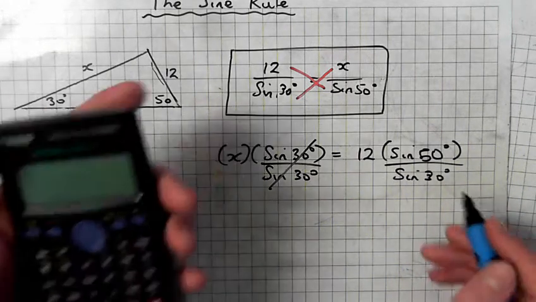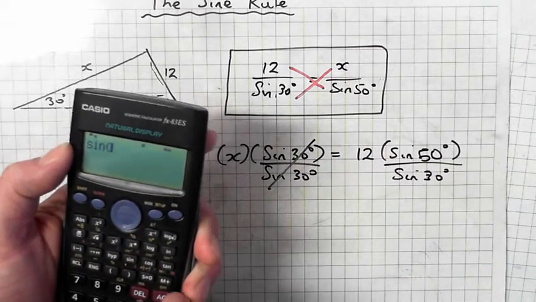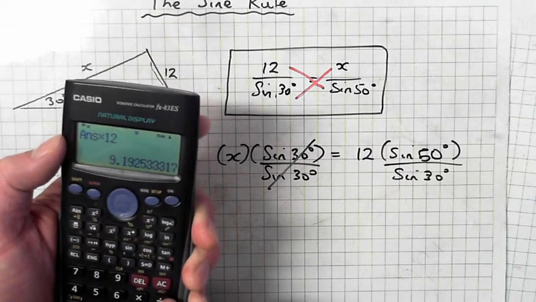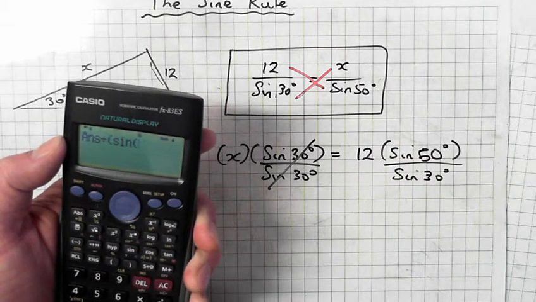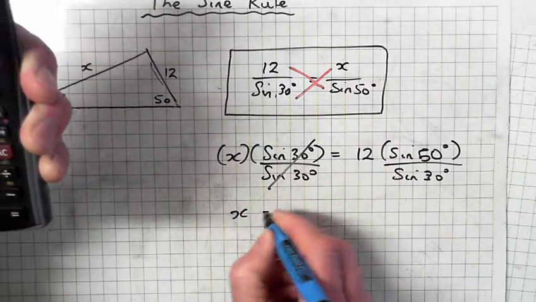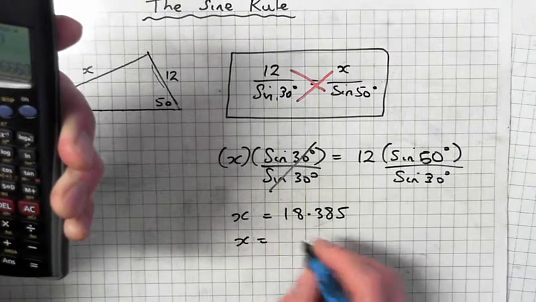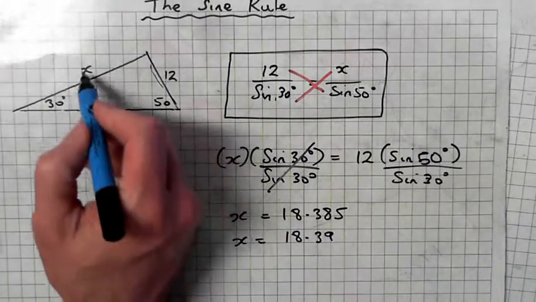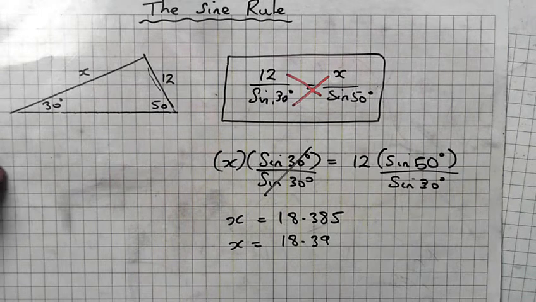Alright, so now you get your calculator. Sine of 50 times 12, and now I'm going to divide that by, put in brackets, sine of 30. So x is equal to 18.385, to 2 decimal places, 18.39. So x, this distance here, is 18.39. Alright, is that okay?